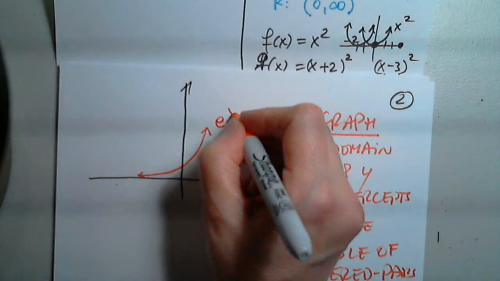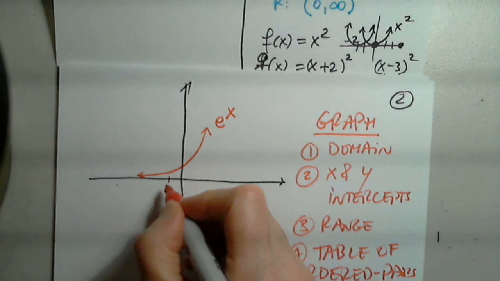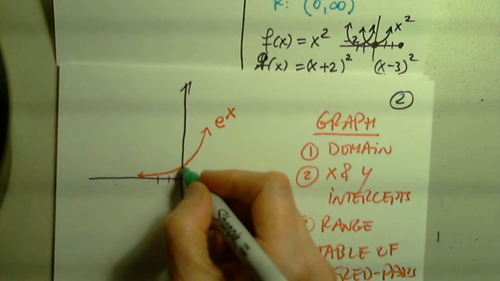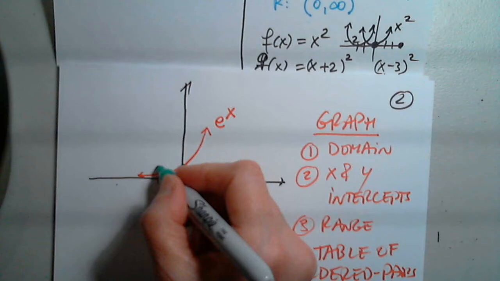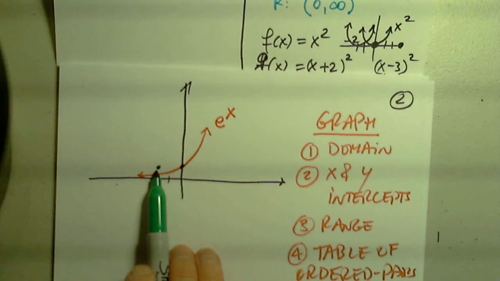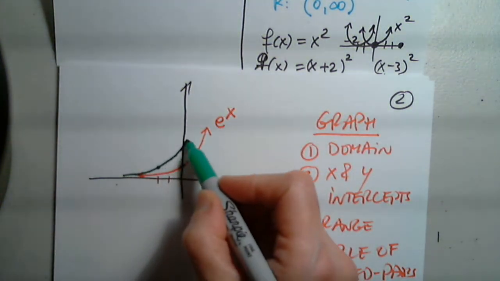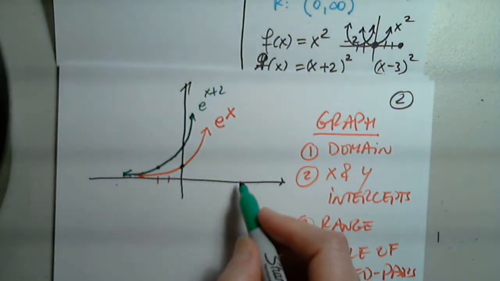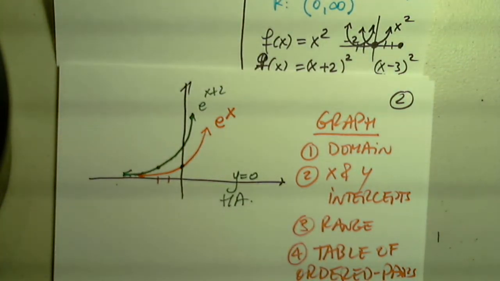And this is e to the x. Then you told me, Chris did, to shift this graph to the left 2. So this point shifts to the left 2. It was at (0, 1). Now it is at (-2, 1). So this is the graph of e to the x plus 2. Both these two graphs have a horizontal asymptote, y equals 0.